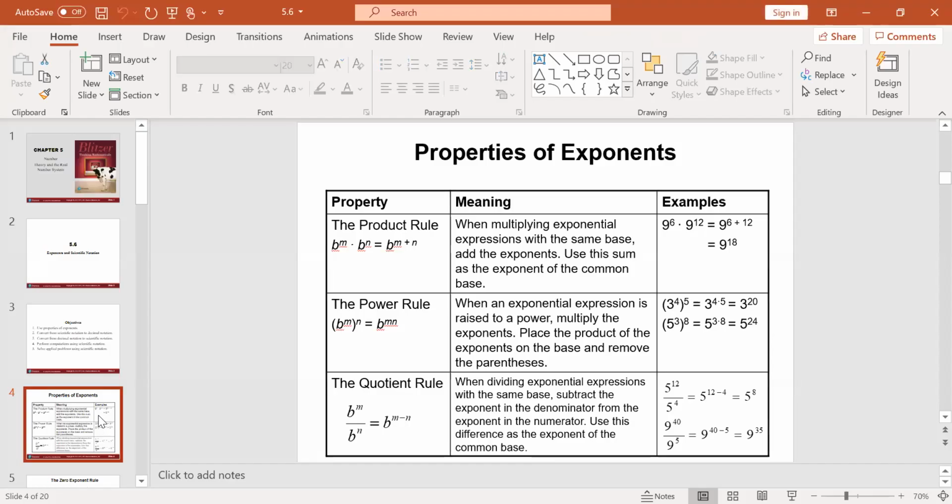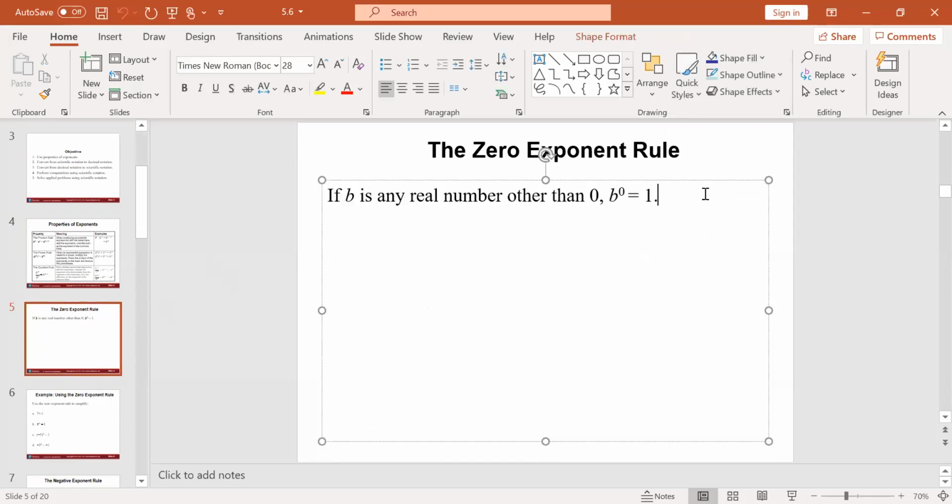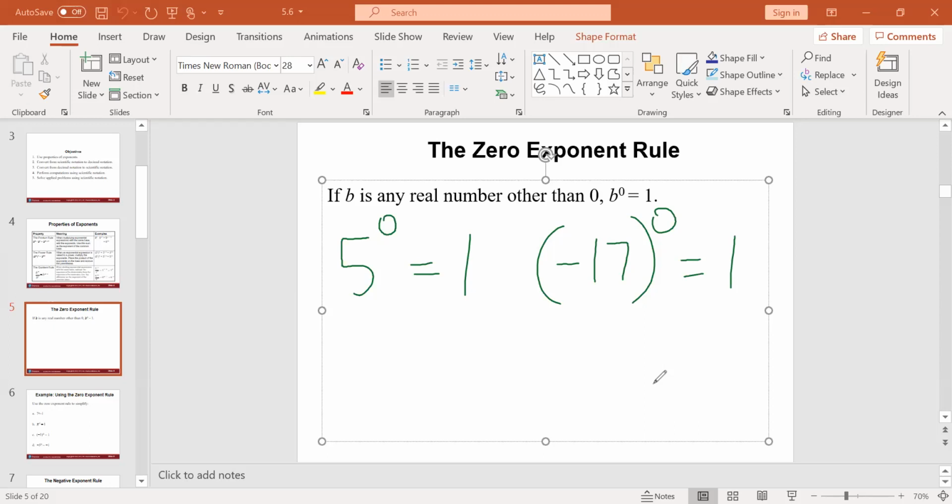So getting back to the exponent rule, we have these rules here. The last rule we will look at is the zero exponent rule. If b is any real number other than 0, if I raise it to the 0th power, I get 1. So that's anything. If I do 5 to the 0th power, that's a big fat stinking 1. Negative 17 to the 0th power, as long as I put the negative 17 in parentheses, that's 1.